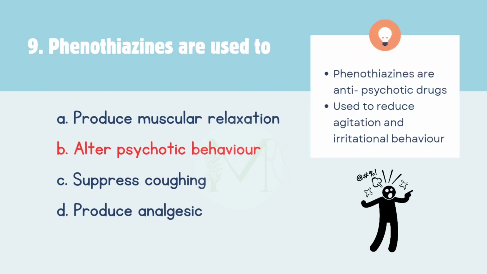Now let's look at the options. Produce muscular relaxation. This is incorrect because muscular relaxants like benzodiazepines or baclofen are used for this purpose and not phenothiazines. Option B is alter psychotic behavior. This is correct. Phenothiazines such as chlorpromazine are used to manage psychotic symptoms. Option C, suppress coughing. This is incorrect. Antitussives like codeine or dextromethorphan are used to suppress coughing. Produce analgesic is the fourth option. This is also incorrect because analgesics like NSAIDs or opioids relieve pain, but phenothiazines do not have analgesic effects.